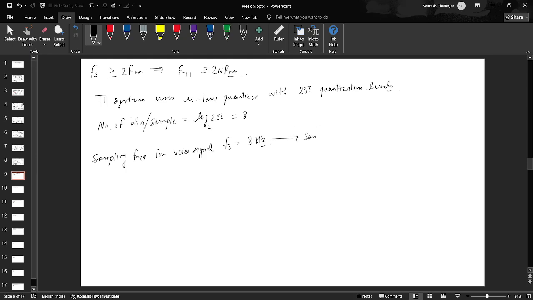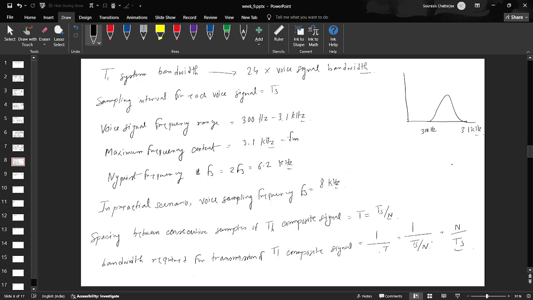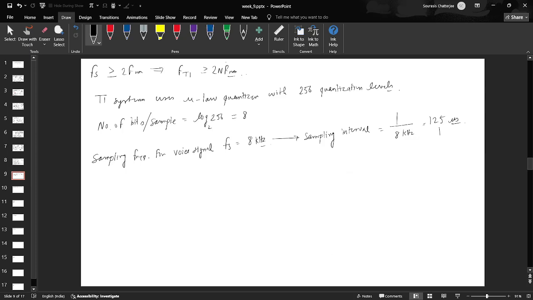The sampling frequency for each voice signal is 8 kilohertz. That implies your sampling interval is 1 over 8 kilohertz, that is 125 microseconds, right? And we have already seen from this slide what that is. Ts is one TDM frame duration, which contains basically those symbols. So this here is the T1 system frame duration, one frame duration. And how many samples does one frame contain?